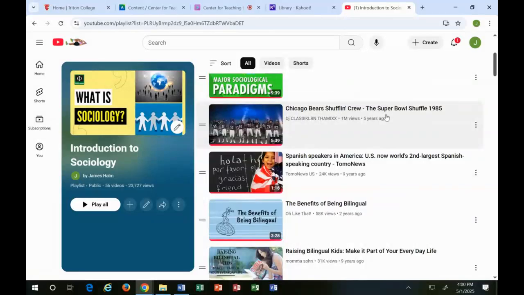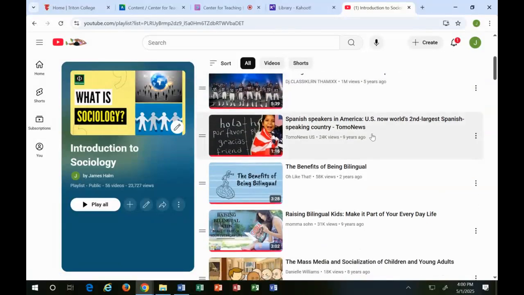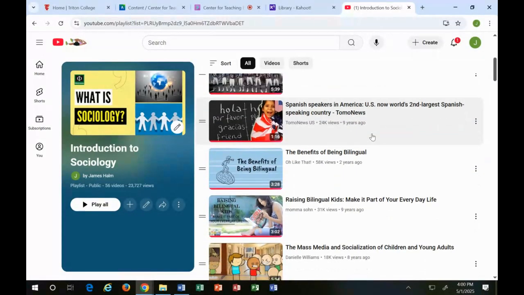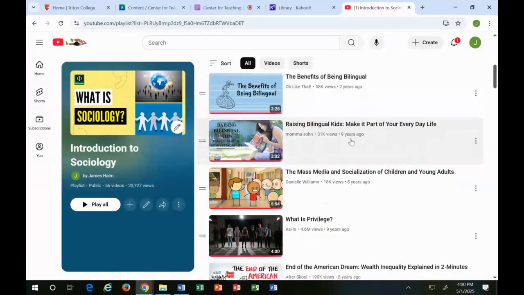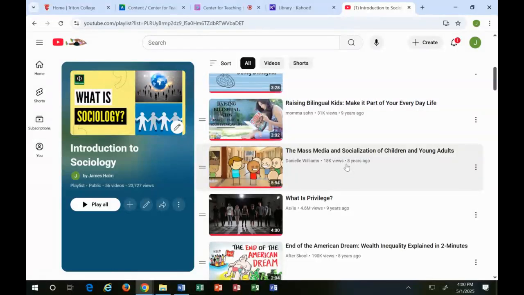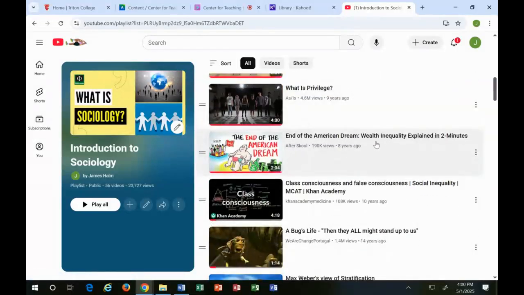Do you guys remember Super Bowl Shuffle? Oh, yeah. When I'm doing culture and Spanish speakers, a lot of my research was on Latinos in the United States. And here we go, benefits of being bilingual, the media. Here's inequality. What are these rich people doing with the wealth?